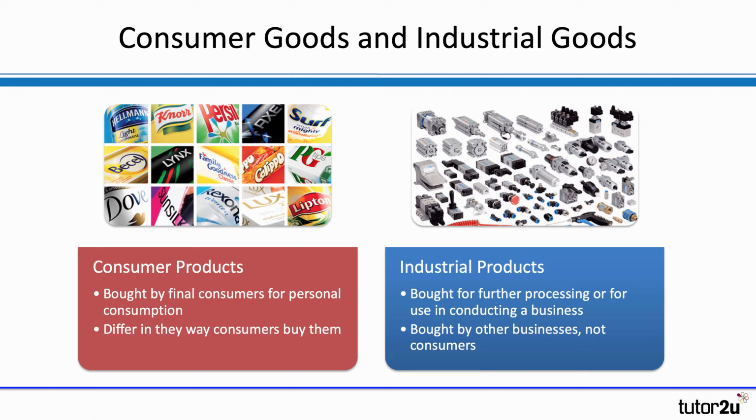Consumer goods are those that we should be pretty familiar with. It's the stuff that we buy as a final consumer for our own personal consumption as households, as consumers. And really the difference in the different types of consumer goods is the way that we buy them and why we buy them.